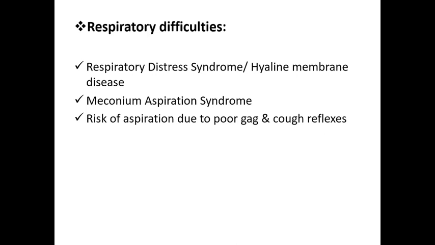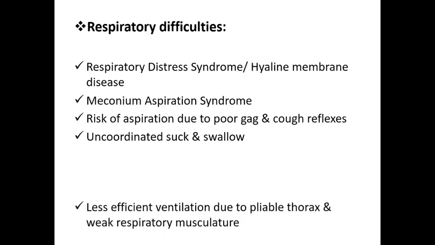Now, the preterm babies are at risk of developing aspiration pneumonia because they have a poorly developed cough reflex and gag reflex. Then they are unable to control their sucking and swallowing. So when they are being fed, there is a chance of this milk entering the respiratory passage due to this poor coordination between sucking and swallowing.